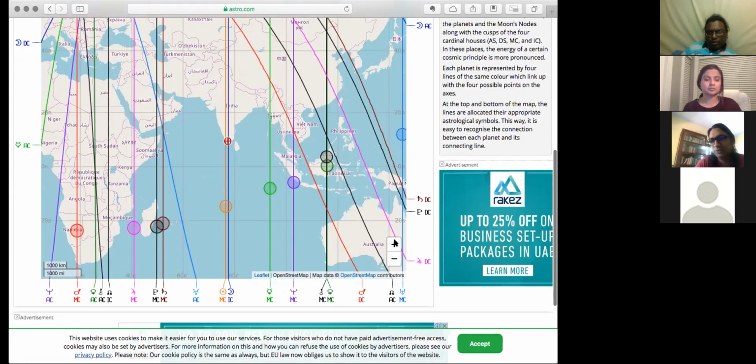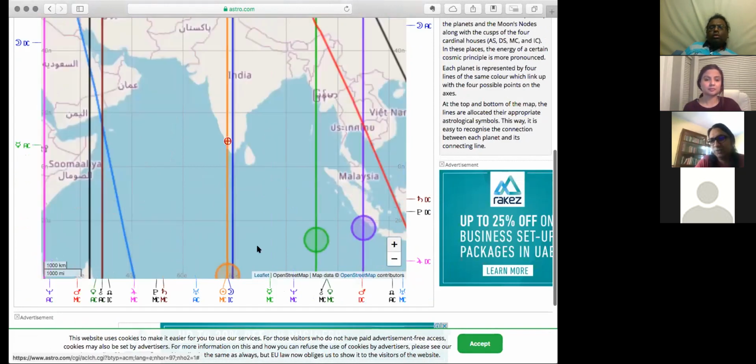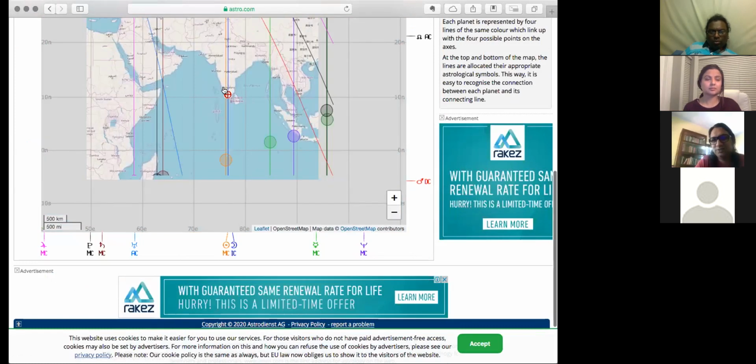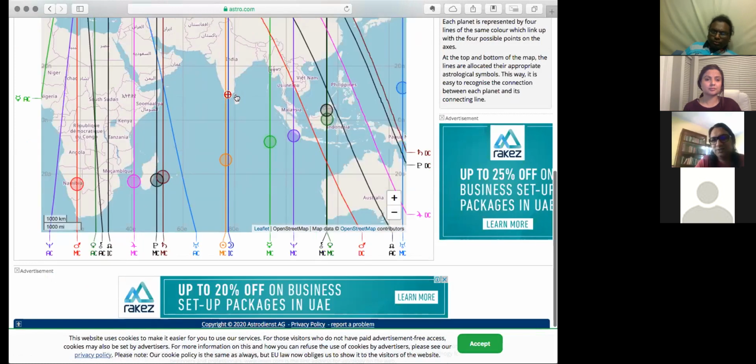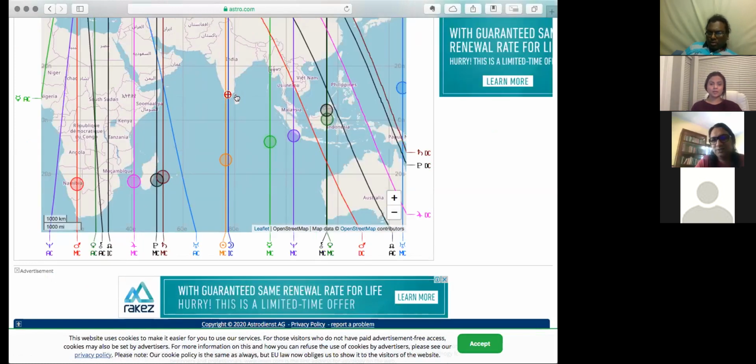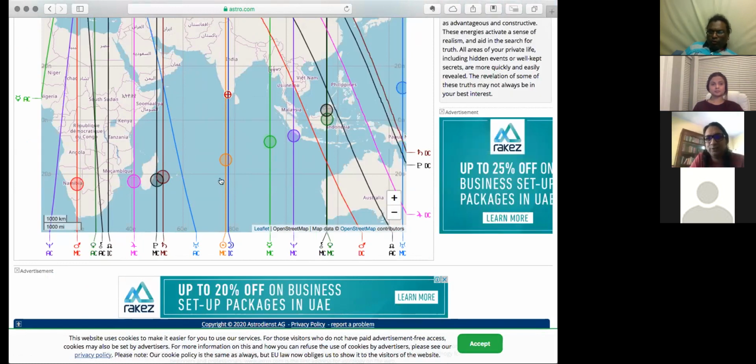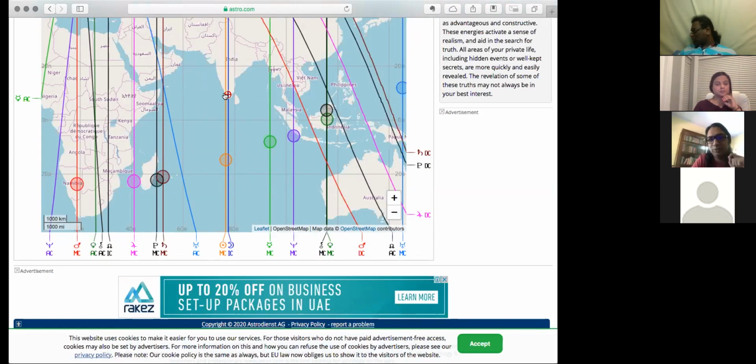Interestingly, the line passing exactly through where I'm located is the sun line. There is also a moon line here. Now it's full moon time, so if the sun is in the 10th house, which house will the moon be in? The 4th house. You can see the sun MC line is here. MC is the 10th house and IC is the 4th house. So at this particular position, the sun is in the 10th house and the moon is in the 4th house. That's what it tells us.